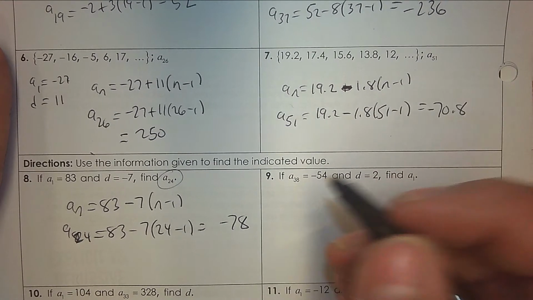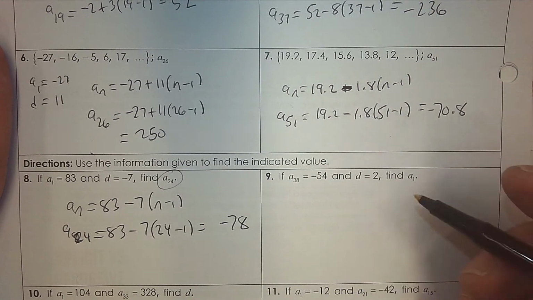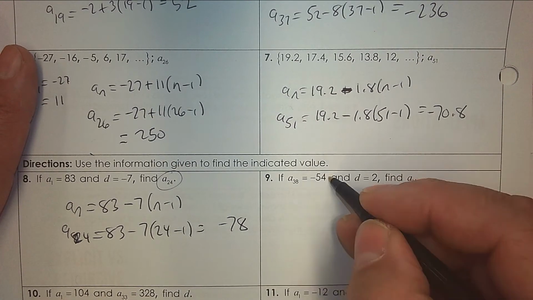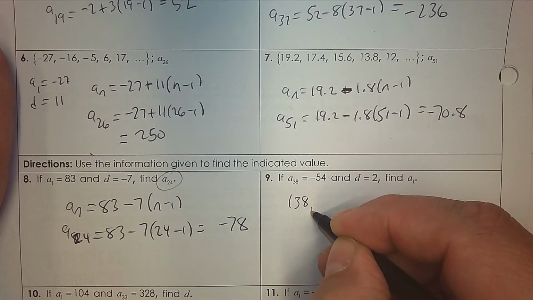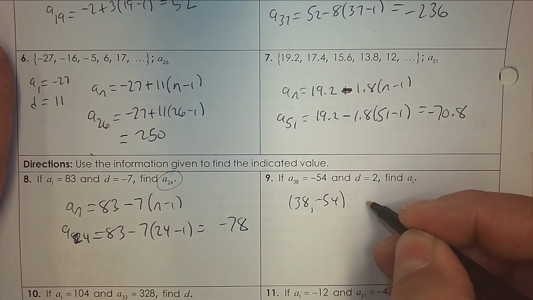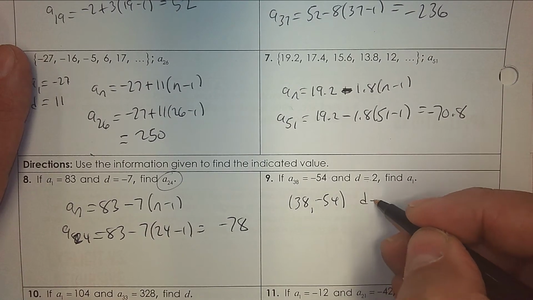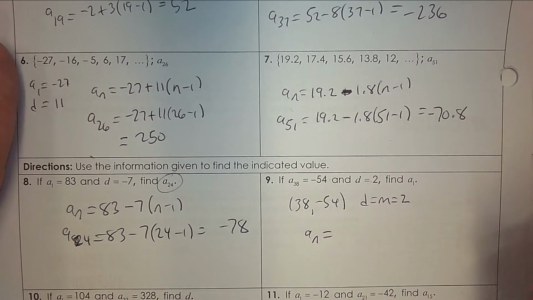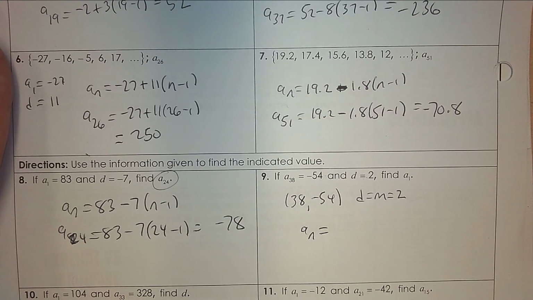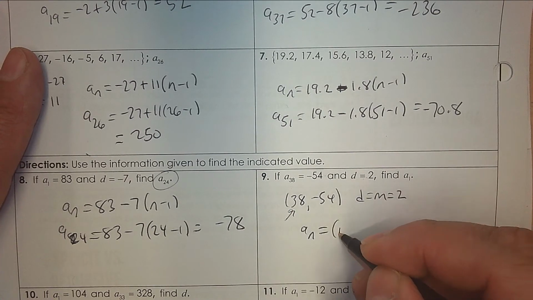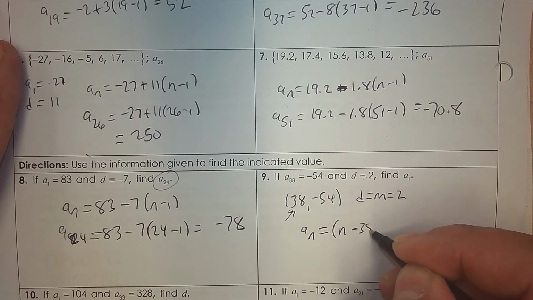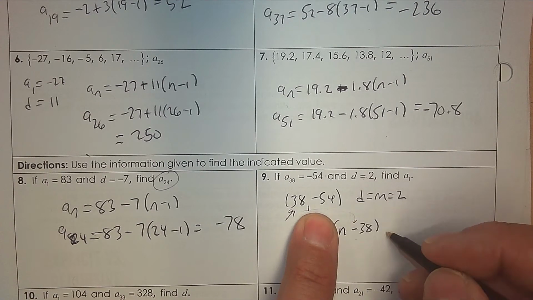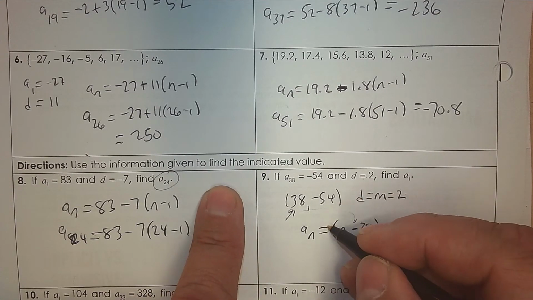Here you're not given the first term, but there's a nice and easier way to get a rule out of this. So think of this as a point. So a point could be 38 and negative 54. And think of the d like you would think of the slope being 2. And then I just write an equation in HK form. So in HK form, we take the x coordinate, in this case it would be n, and I do the opposite, the inverse inside. The slope goes in front.